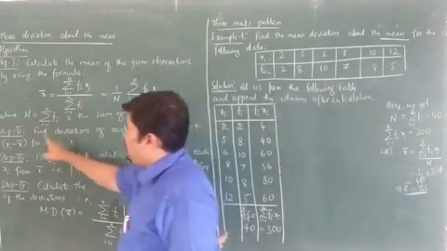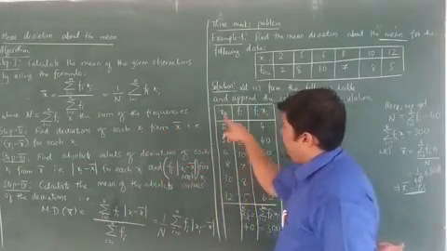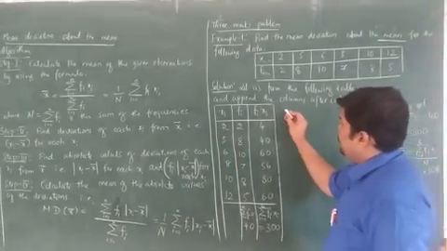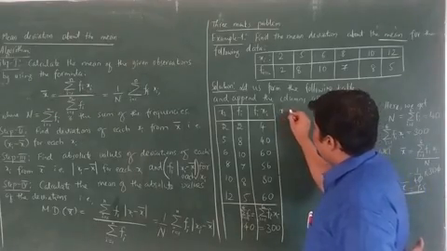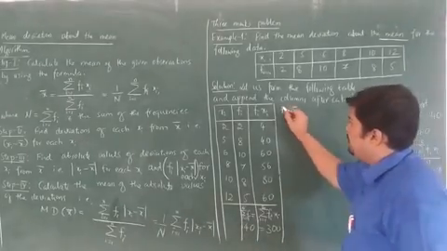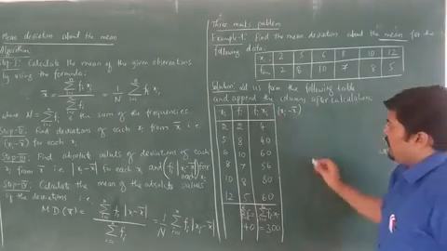Now come to step number 2, that is, your task is to find the deviations of each xi from this particular mean. That is, your task is to add one more column here, that is xi minus x bar, the deviation or the difference of each observation from the mean.